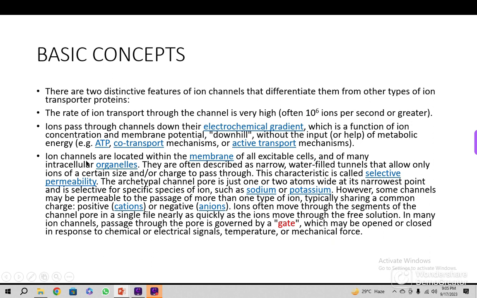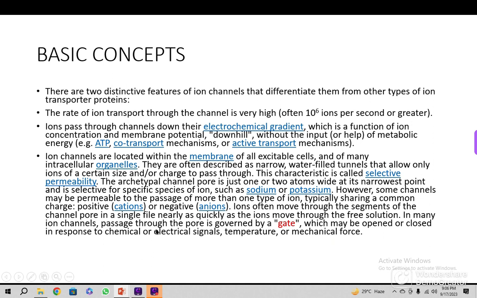Ion channels are located within the membrane of excitable cells and of many intracellular organelles. They are often described as narrow water-filled tunnels that allow only ions of certain size and charge to pass through. This characteristic is called selective permeability. Specifically they allow certain ions, otherwise they do not allow. The gate is closed. No action potential is generated, not at all. Because they are selective for sodium, for potassium, etc.